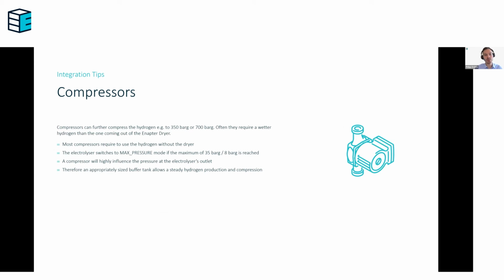Let's quickly talk about compressors. If you're using a compressor to further compress the hydrogen, then make sure that you have a continuous production. Therefore, it's definitely recommended to have a buffer tank, so that the amount of hydrogen used by the compressor is produced at the same time by the electrolyzer, so that it's balanced out. This is better for the AEM stack and will increase the overall lifetime.